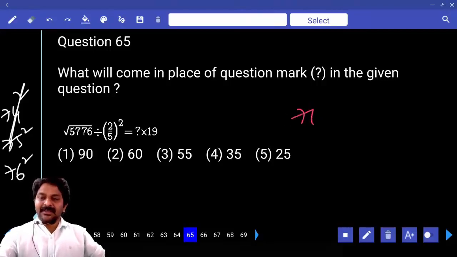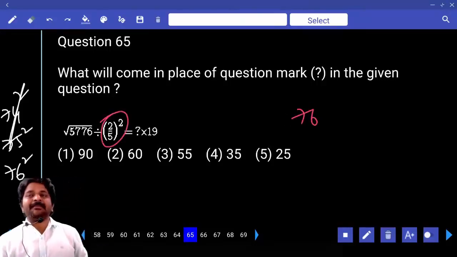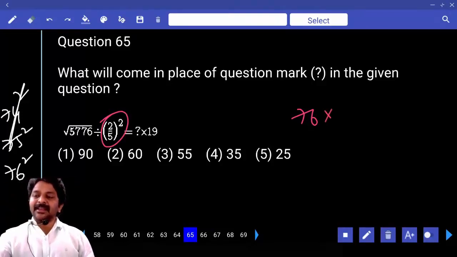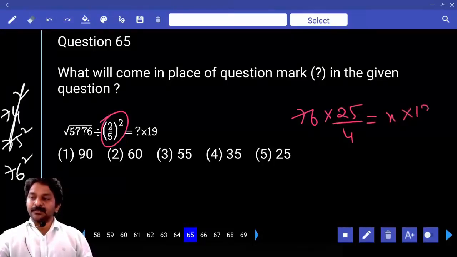Otherwise, 2 by 5 whole square divided by 2 by 5 whole square can be written as into 5 by 2 whole square. 5 square, 2 square is equal to x into 19.